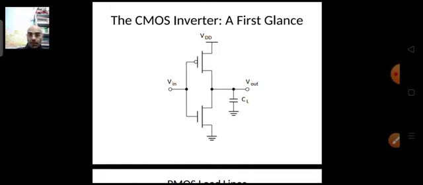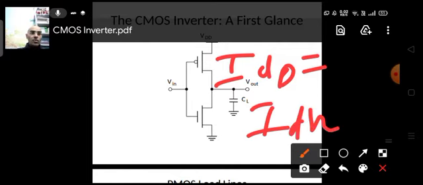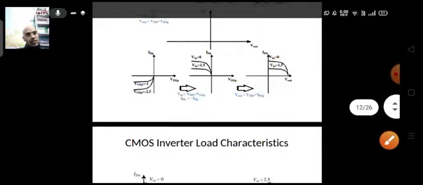Load here is, let's say, PMOS, whereas the driver is NMOS in one case and the opposite in the other case. The point is that whatever the current IDN flowing through your NMOS, it will be equal to the current flowing through the PMOS, which we denote by IDP. So IDP will always be equal to IDN. Okay, so that's what is important. If you keep this in mind, then IDP is equal to IDN, and this is always true.